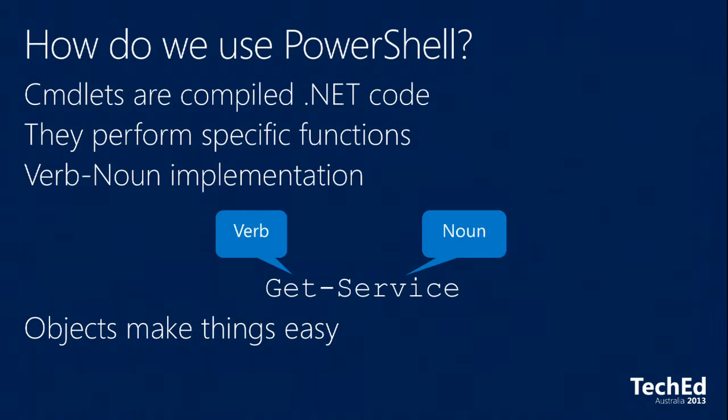How do we use it? So commandlets are the guts of PowerShell. Everybody would have seen a commandlet like this before, get-service. They're in a verb-noun configuration, so we want to get something, we want to do something, we want to create something. And they're basically compiled .NET code in most cases. There are some exceptions to that, but generally they're going to be compiled .NET code, and they're there to perform a specific function. So in this particular instance, we just want to list all our services on the particular system. It gets as simple as that.